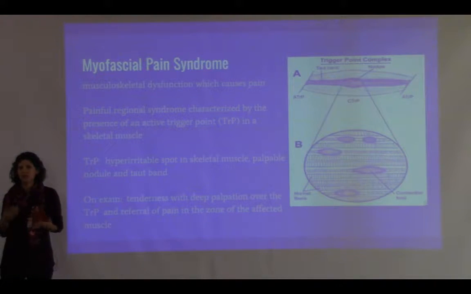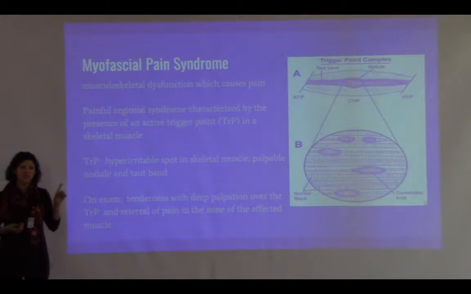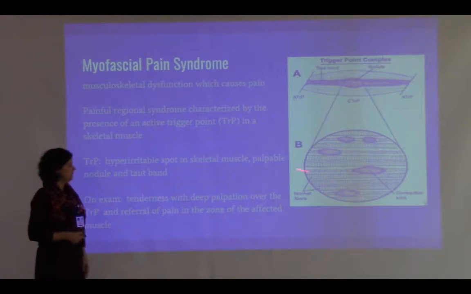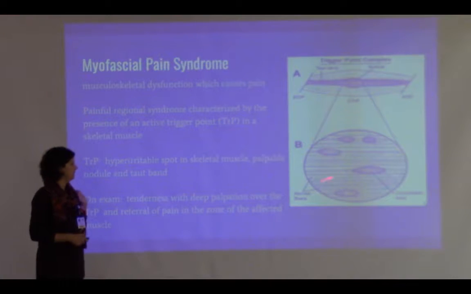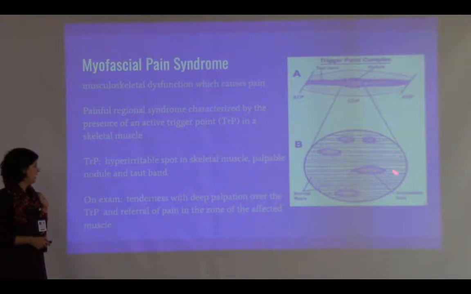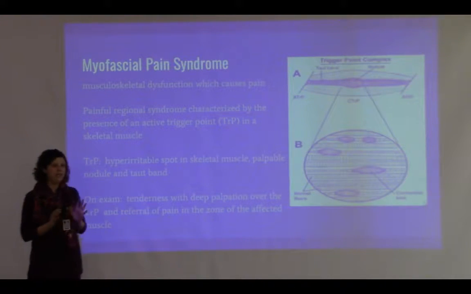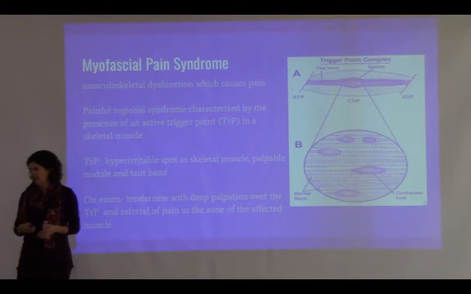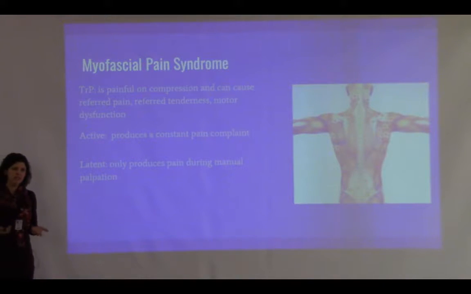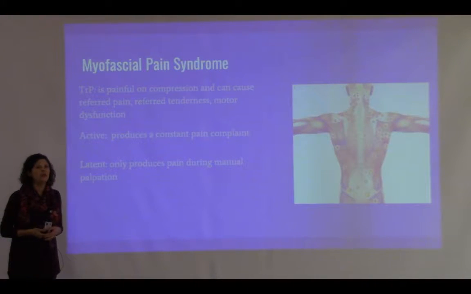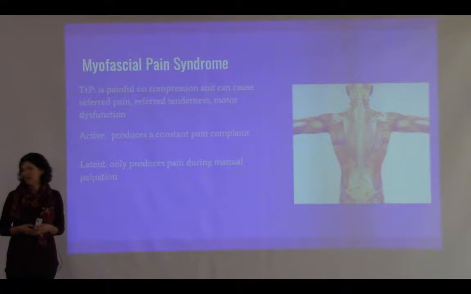And a trigger point is a hyper-irritable spot within the skeletal muscle. It's sometimes even palpable, so some people call it a knot in the muscle, and occasionally it is associated with a taut band. So this picture is exhibiting that. This is a trigger point complex. This is muscle tissue, and here's a nodule within it, which is where the trigger point is, and a taut band of muscle around it. So this is a wider image showing you these contraction knots throughout the muscle. And this is where the pain is emanating from, and we'll talk about that in a second.